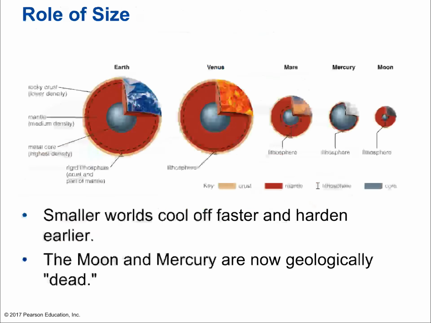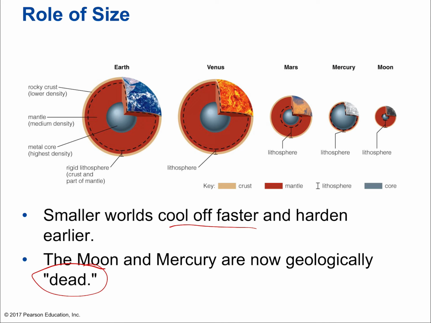But size is so important for all of these processes. In fact, size is important for more than just interior heating and cooling, but it has a big role to play for interior heating and cooling. And what is that role? Well, smaller worlds cool off faster and harden earlier. The Moon and Mercury are great examples of small worlds that cooled off fast and became geologically dead. They don't have any molten core left. They've lost all of their interior heat, or nearly all of it.